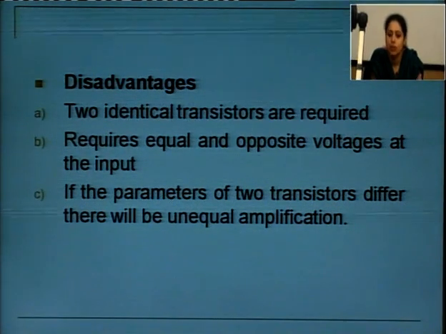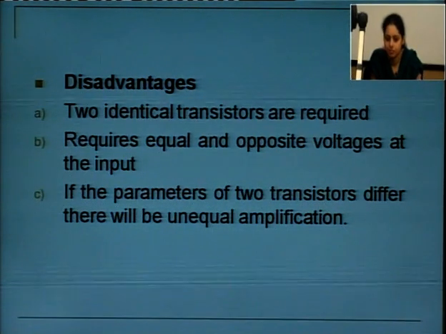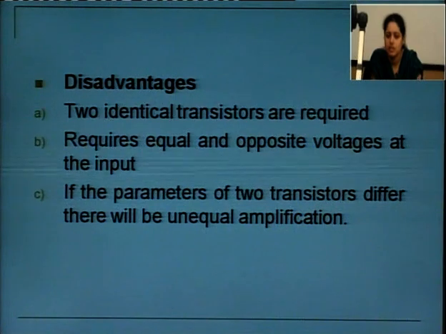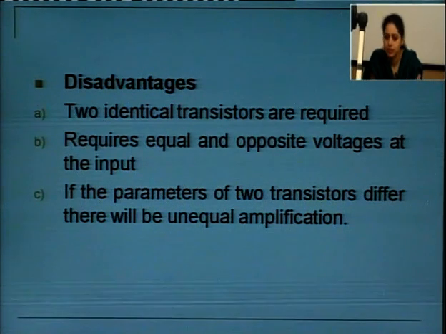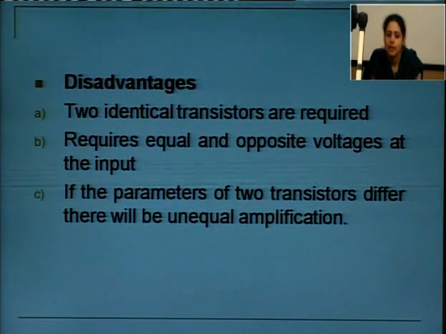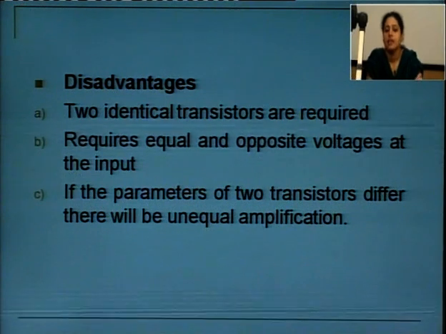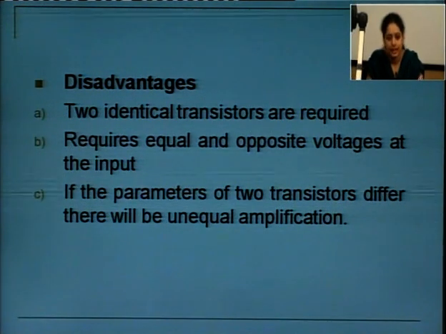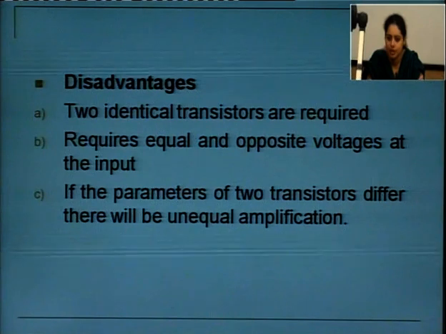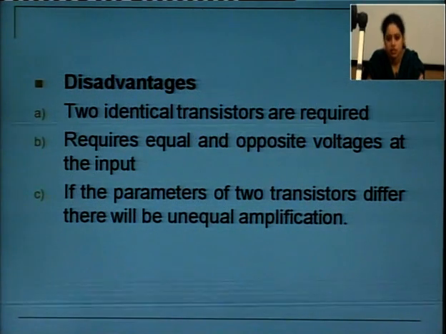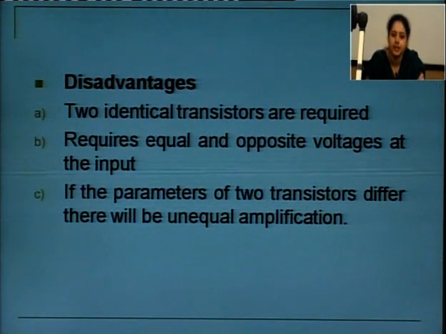It requires equal and opposite voltages at the input. You have a common voltage provided for both transistors, and at the input also you require that the signal given should be equal and opposite. If the parameters of the two transistors differ, there will be unequal amplification. Even if the two transistors are from the same manufacturer with the same specifications, they can yield different results. If they yield different results, you have unequal amplification. Unequal amplification means distortion has occurred, and that is not desired.